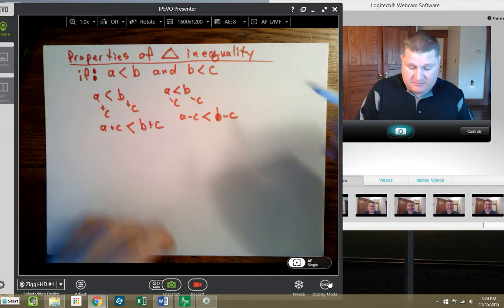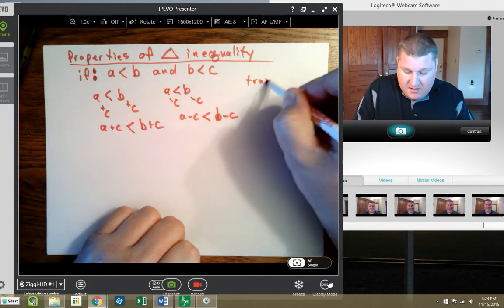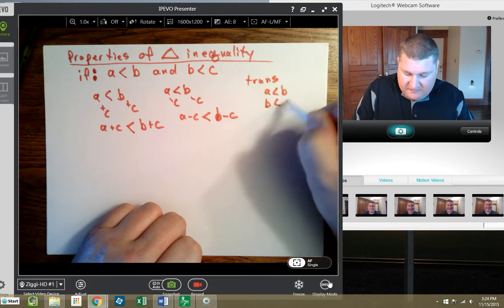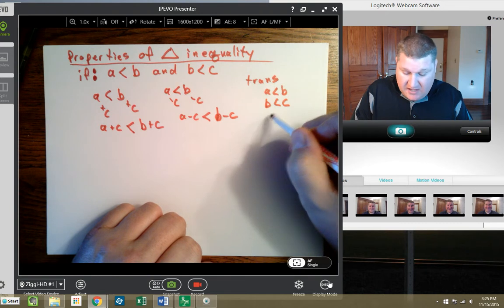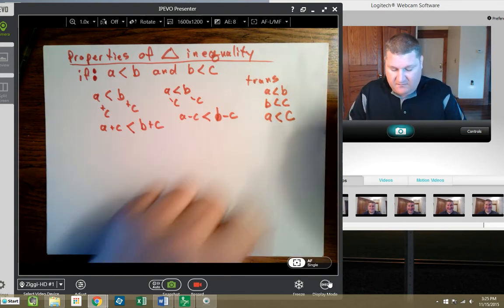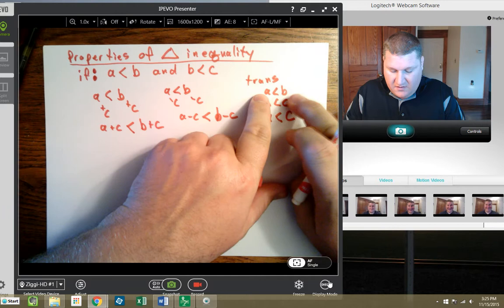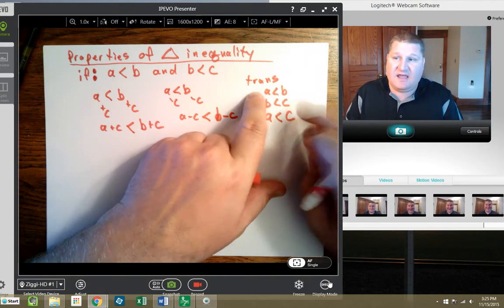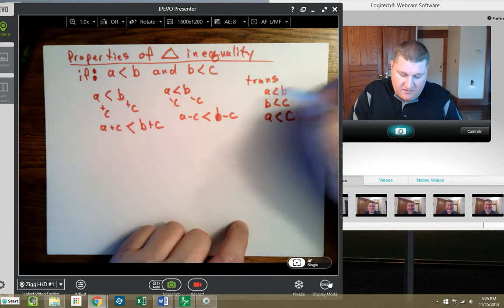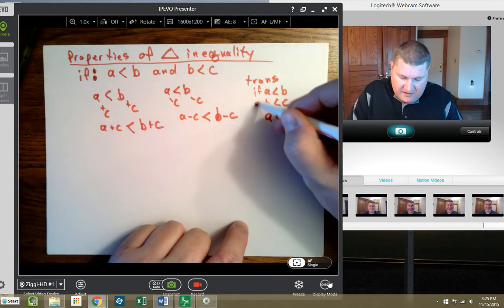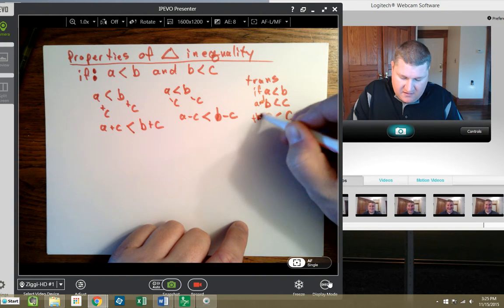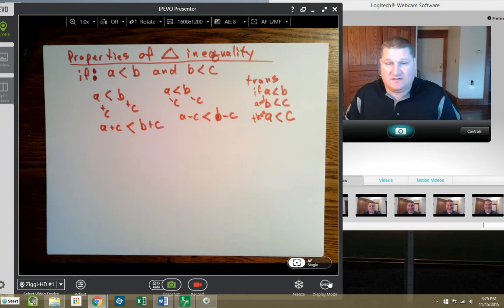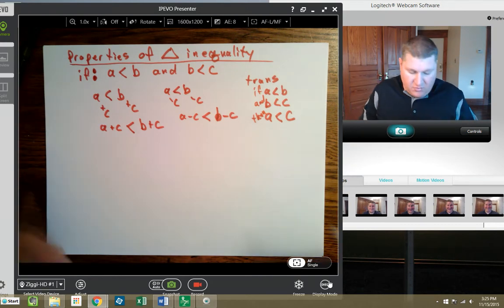There is the other one, which is the transitive property. The transitive property says if A is less than B and B is less than C, then, not shocking, A has to be less than C, because if A is smaller than B, but B is smaller than C, A has to be smaller than C. So if this is true and this is true, then that is true. Not that terribly shocking. Now, let's do something a bit more interesting.